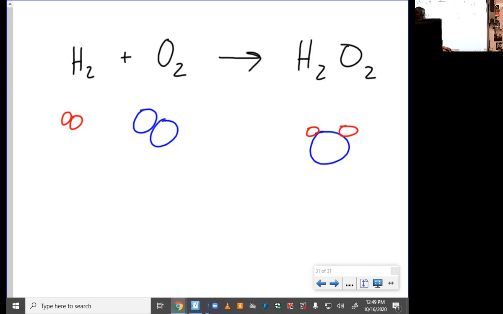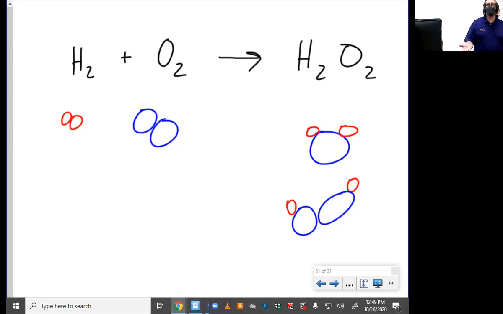Okay, now if I was to draw a picture of what I just did, I guess I could draw it like that. I don't really know what the structure is, I'm just guessing. Here's the problem with it, and this is a really corny chemistry joke. Ready for a really corny chemistry joke? Here comes the dad jokes.